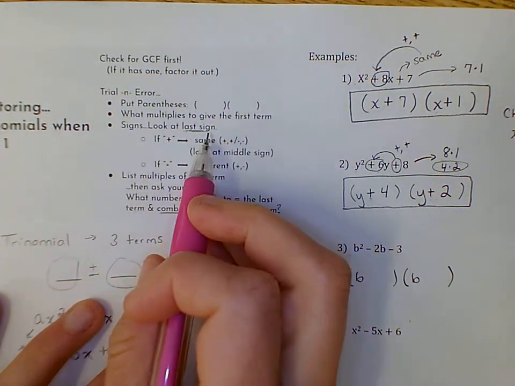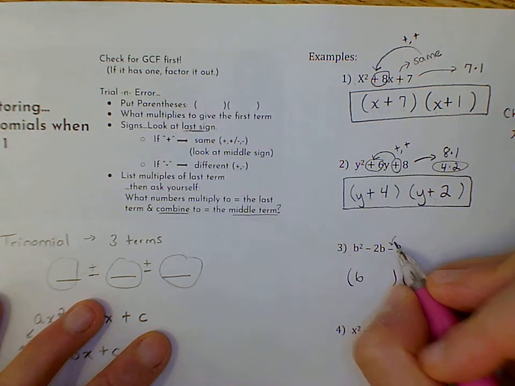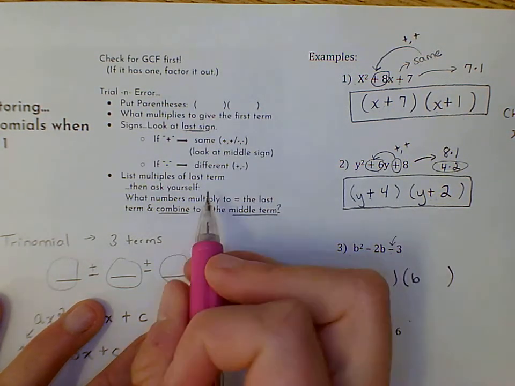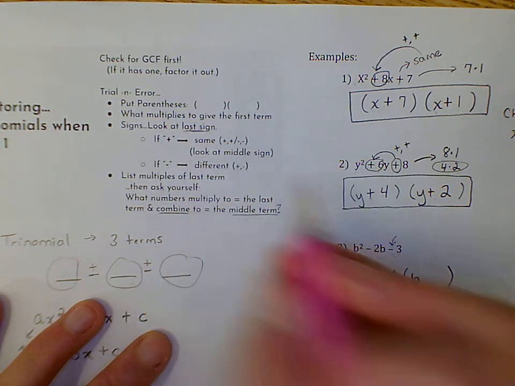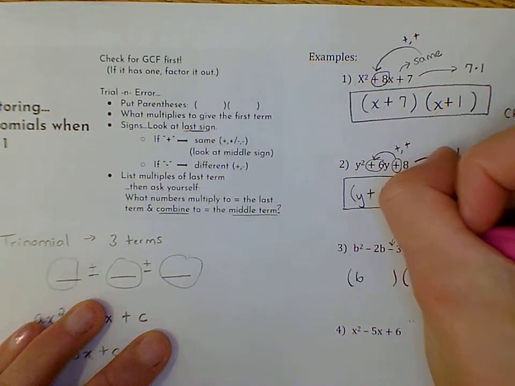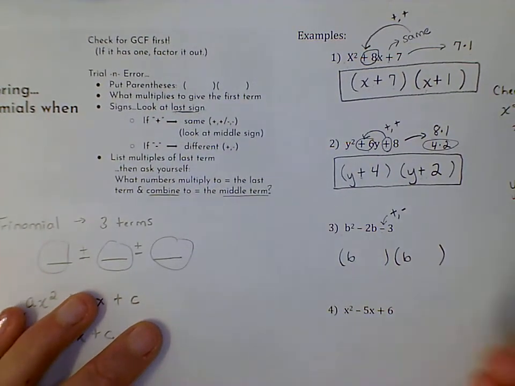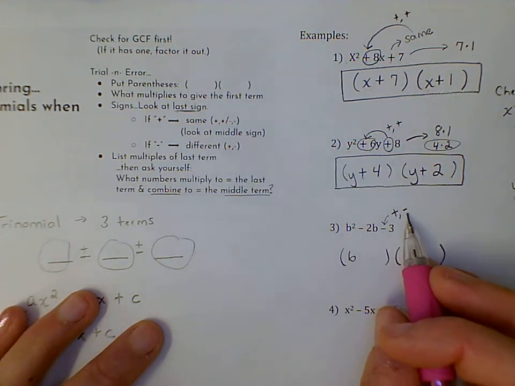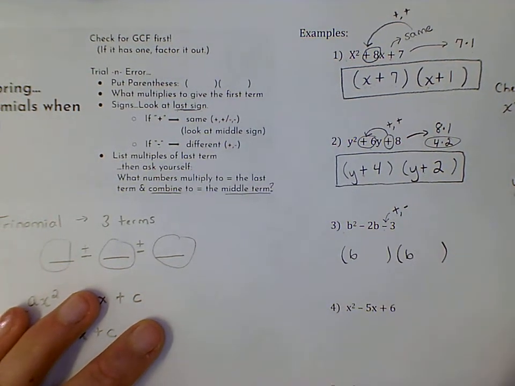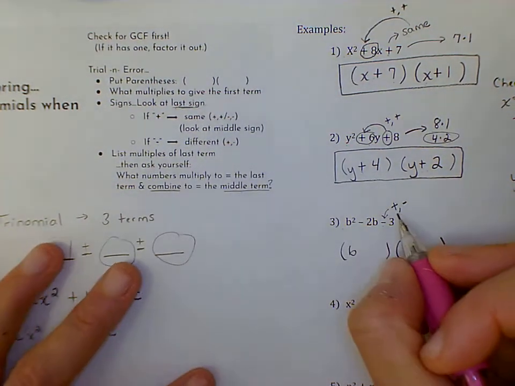Then look at your signs. So start by looking at the last sign. So in this problem, our last sign is a negative. So that means the signs in my parentheses are going to be different. So that means one of them is going to have a plus sign and the other one's going to have a minus. And now for these problems in particular, it doesn't really matter where you put the plus and minus signs, but when we get to the problems in the next video, it will matter. So just pay attention to that, okay?